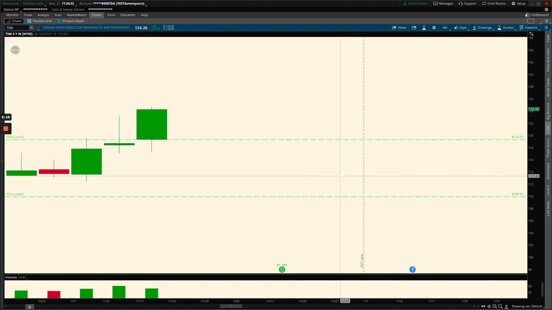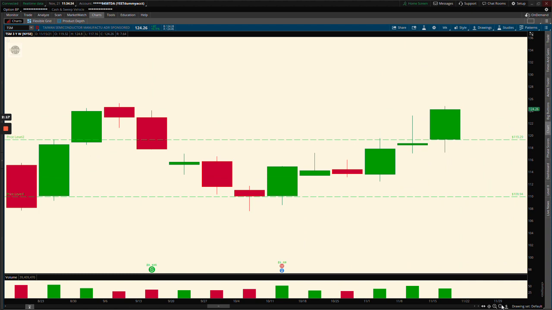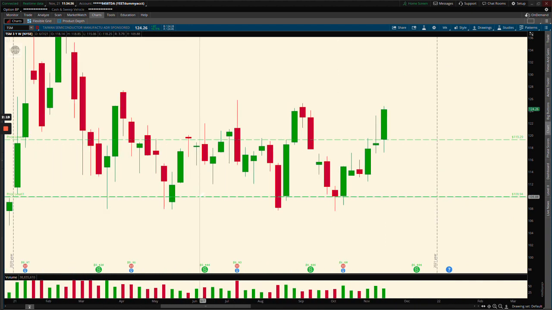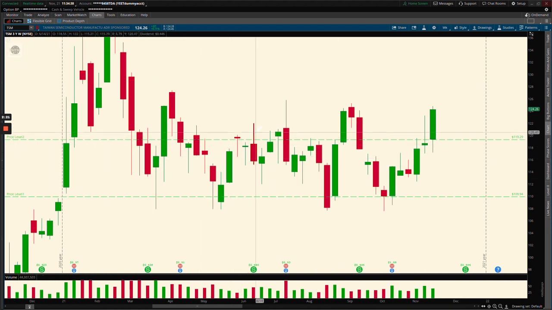The second one that we're looking for, let me see if I can find an example, is we're looking for not wicks, but where the bodies of candles go at the same point. Of course, I'm probably not going to be able to find one quickly enough here. There you go. I'm going to call this one.